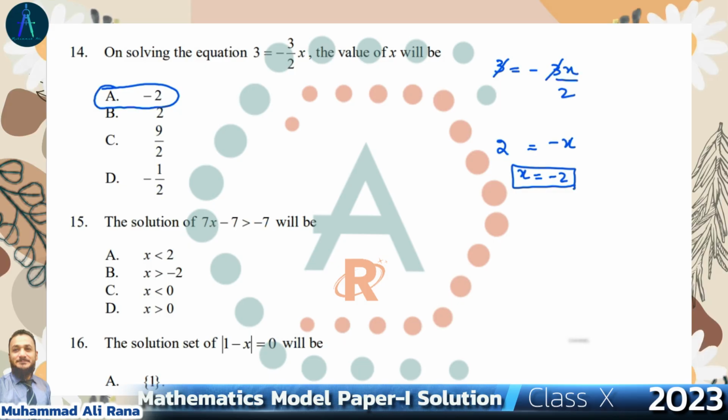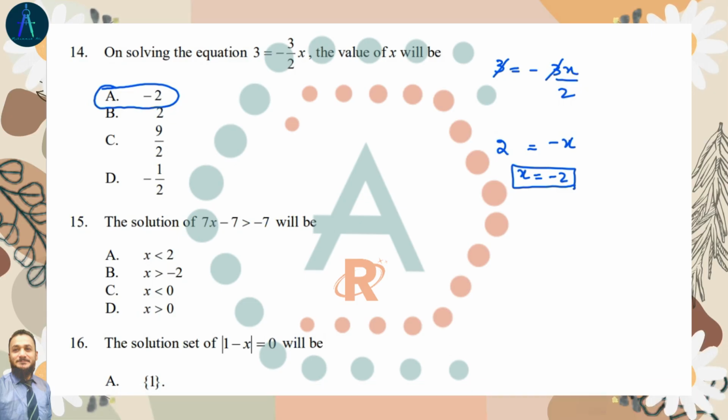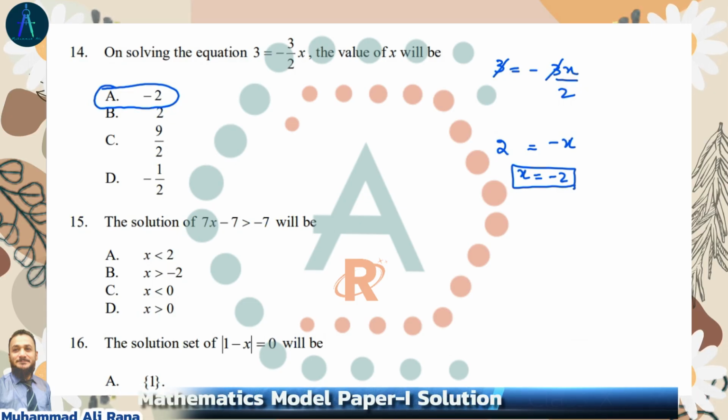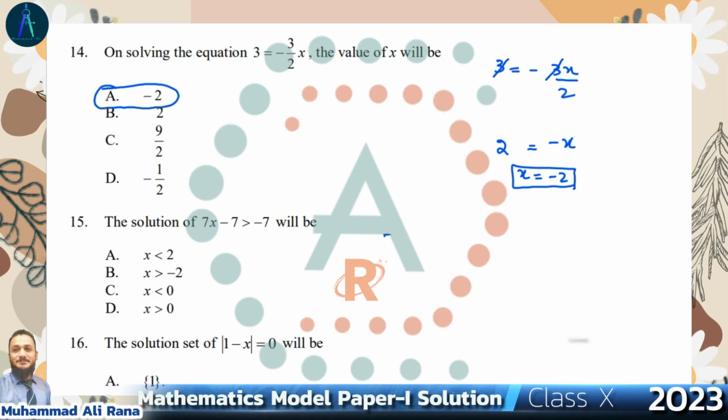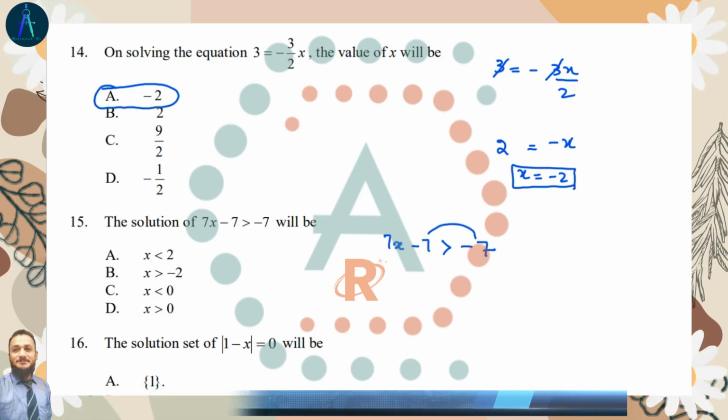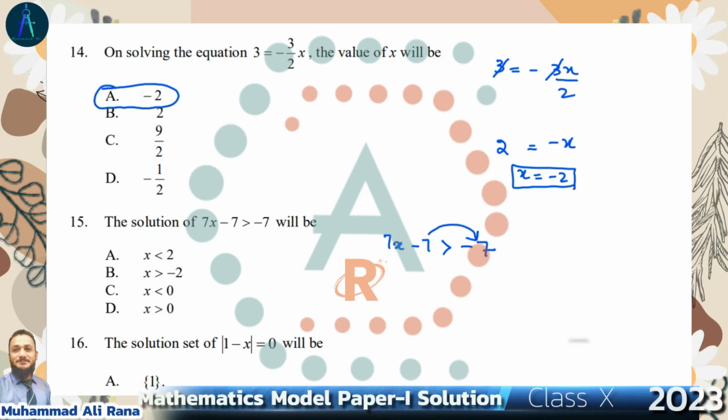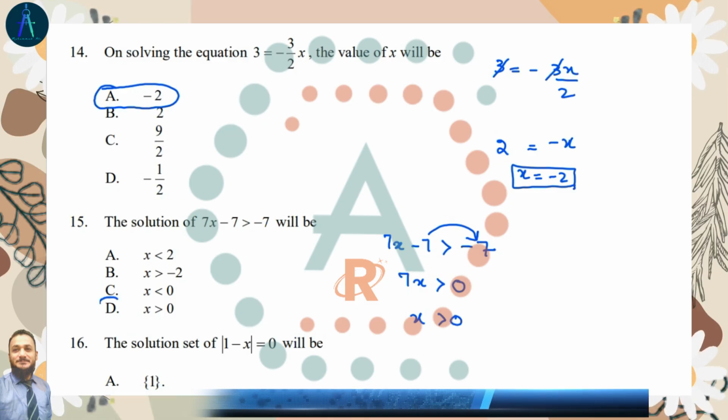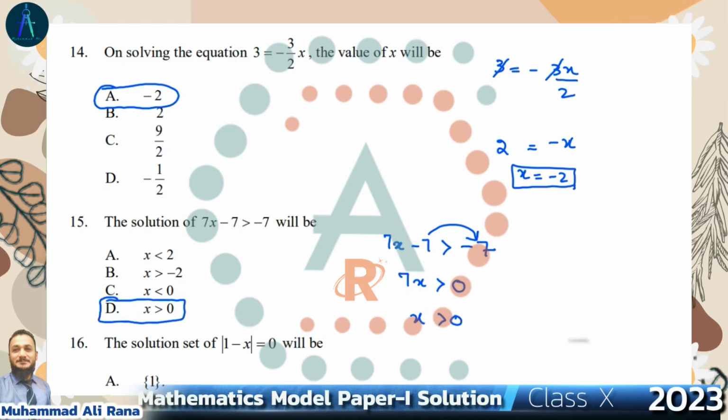Next question. In this next question, we have the inequality 7x minus 7 greater than minus 7. So let's solve this. Minus 7 को shift करते हैं on the other side of inequality. So 7x will be greater than 0 and x is greater than 0. So finally the answer of this question is x greater than 0.